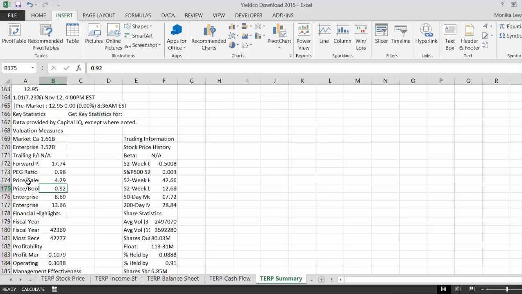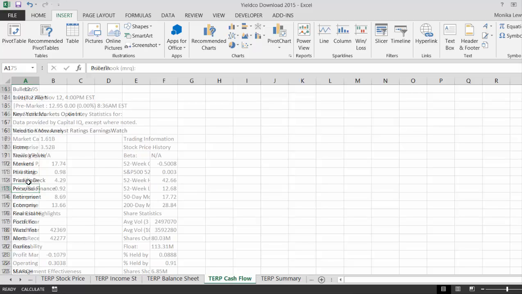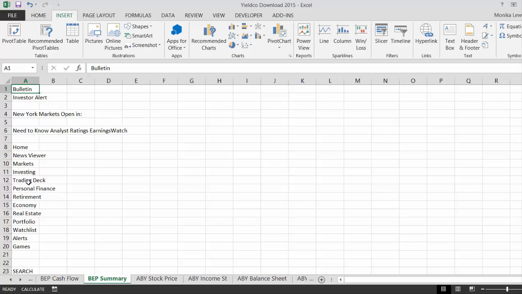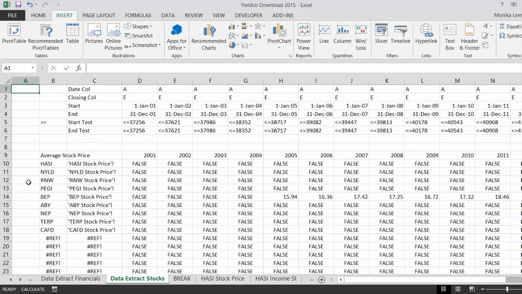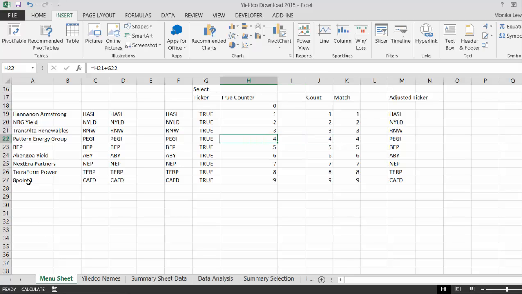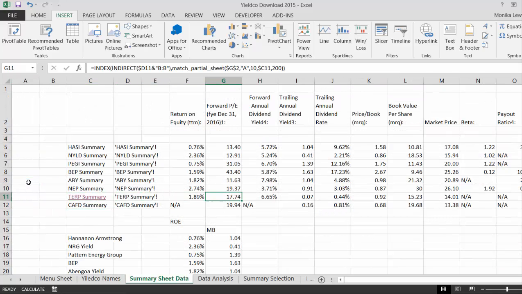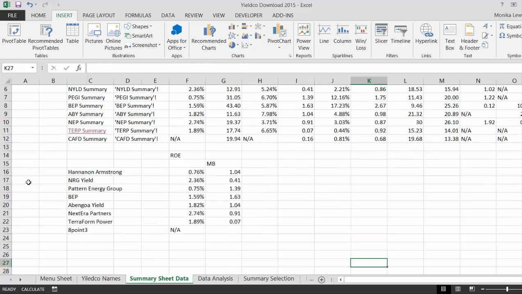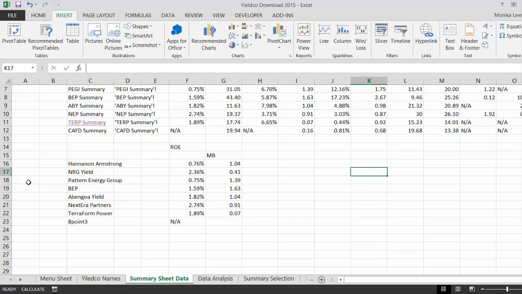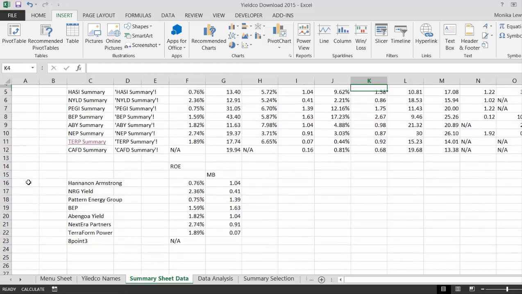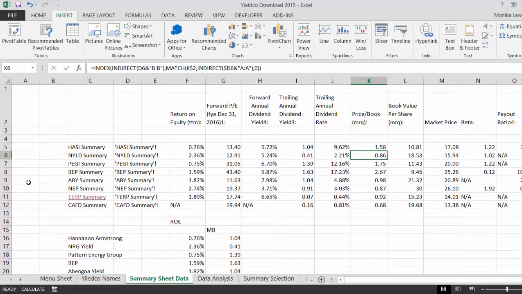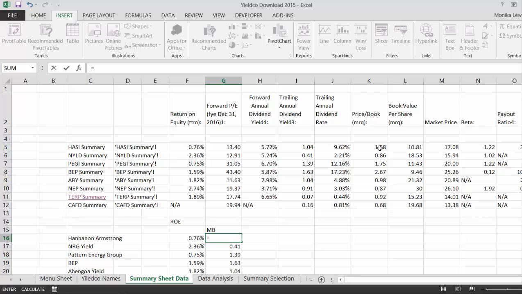The price to book ratio for TERP is 0.92. So I'm going to start swearing. My son said, why doesn't it have that thing on your Excel where you can go backwards? Oh, this was the yield. I'm sorry. The market to book ratio is 0.92. Terraform Power. What is going on here? I took the yield instead of the market to book ratio. That was pretty stupid.